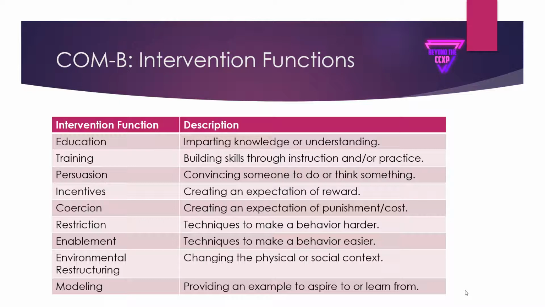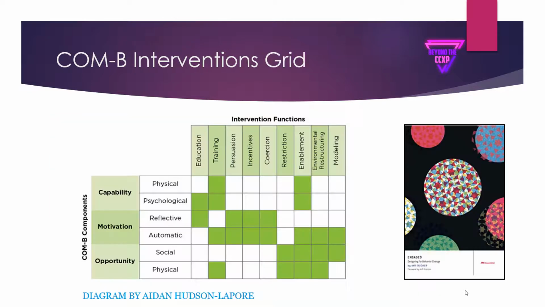You can use environmental restructuring to change the physical or social context. And you can use modeling to provide an example to aspire to or learn from. So we're going to see some examples of these now. First of all, let's have a quick look at this grid.